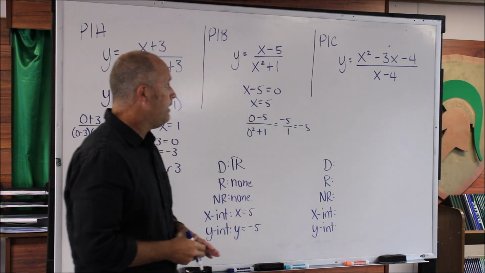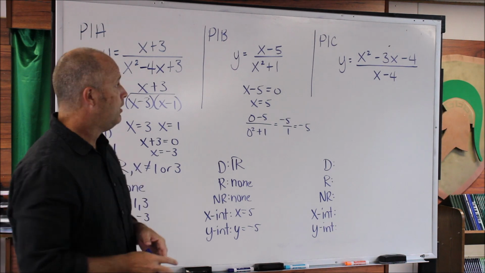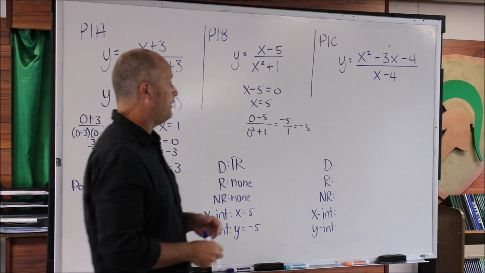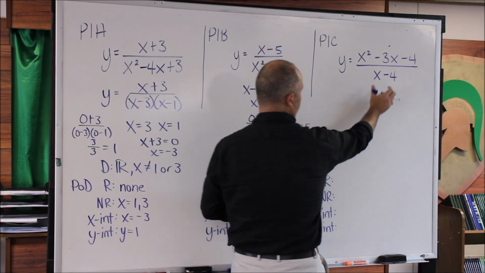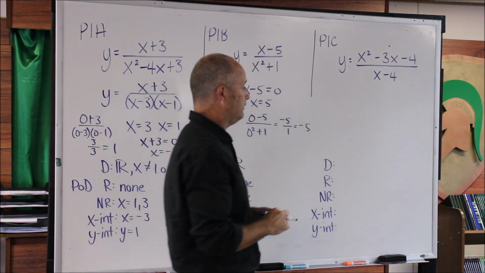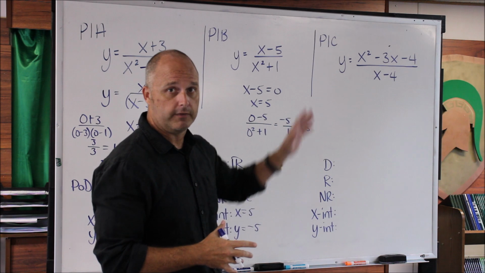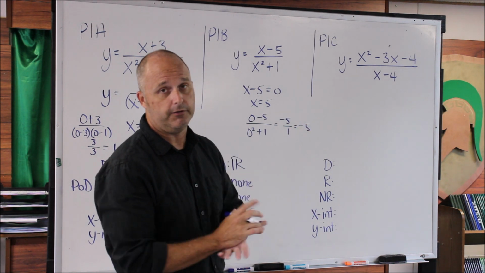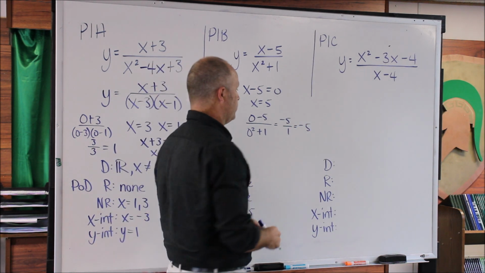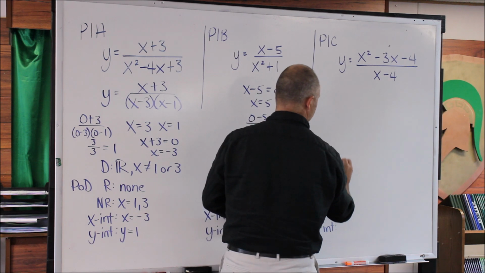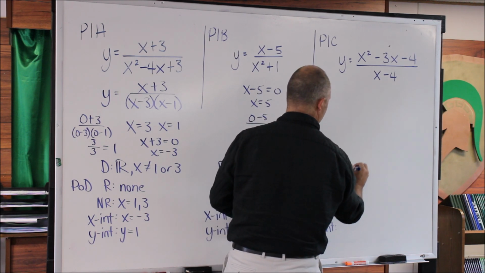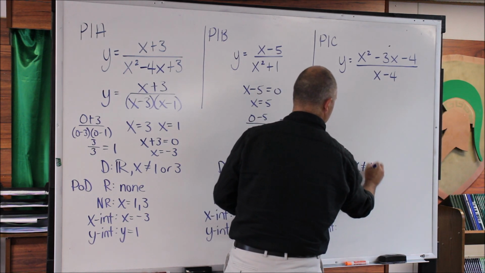Last problem, x squared minus 3x minus 4 over x minus 4. So on this one, again, we've already got the denominator factored down. It's linear. So we know that if we were to take 4 and plug that in for x, we would get a 0 in the denominator. So that's going to be our one restriction on the domain. So the domain is going to be all real numbers with x cannot be equal to 4.